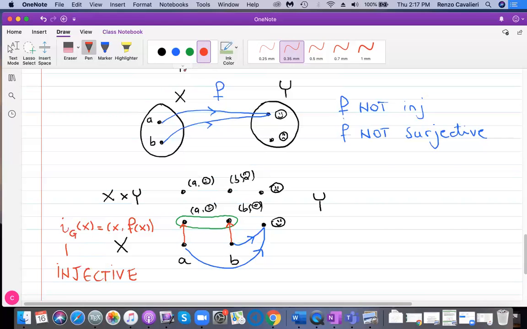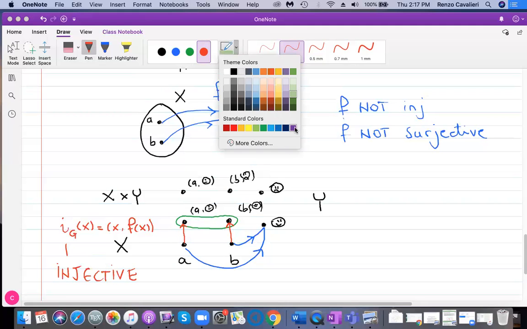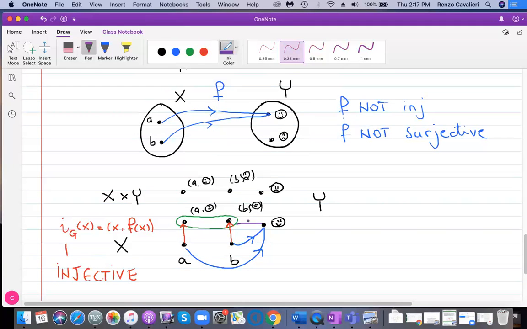Okay, but now, how do we get from x cross y into y? Well, we also have a very natural function, namely the projection function, pi2, from x cross y into y, that sends every pair, little x comma little y, to the second element of the pair. Well, this is surjective.